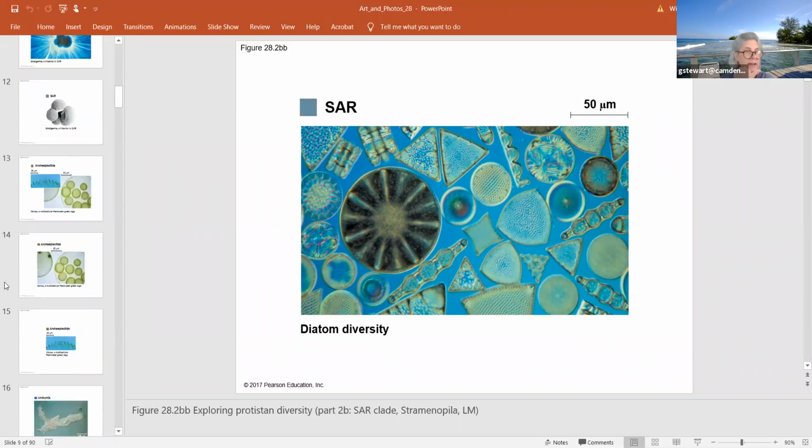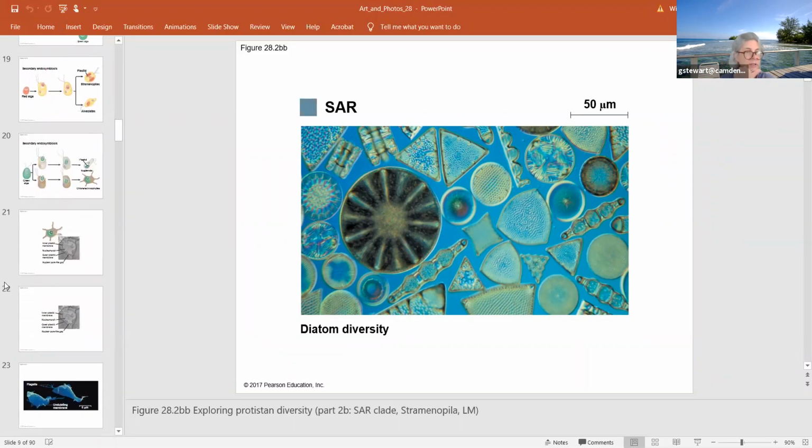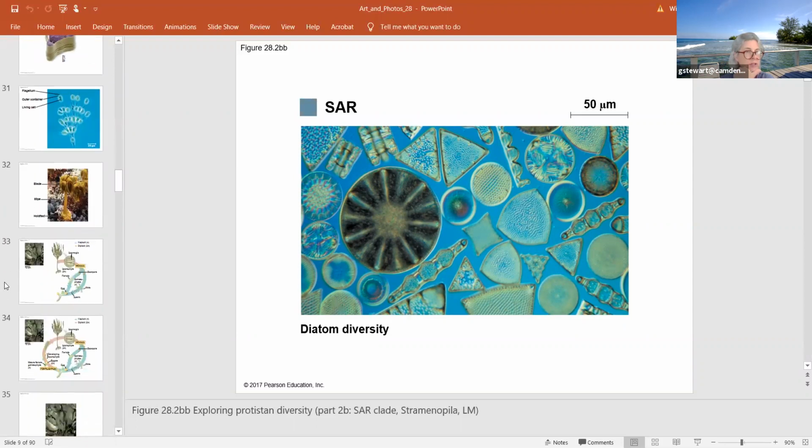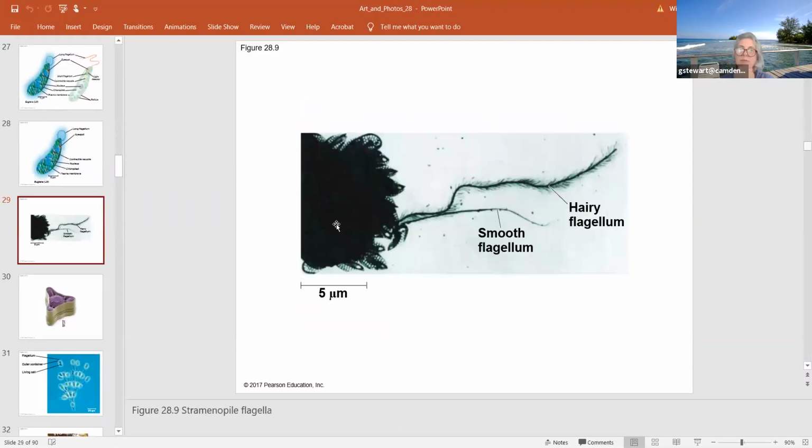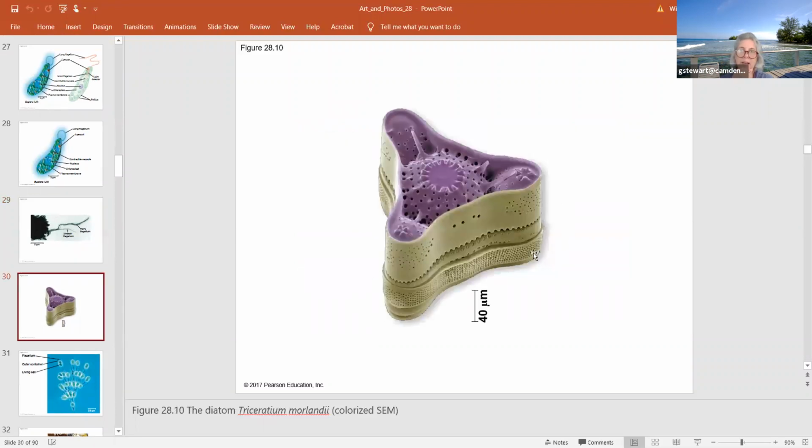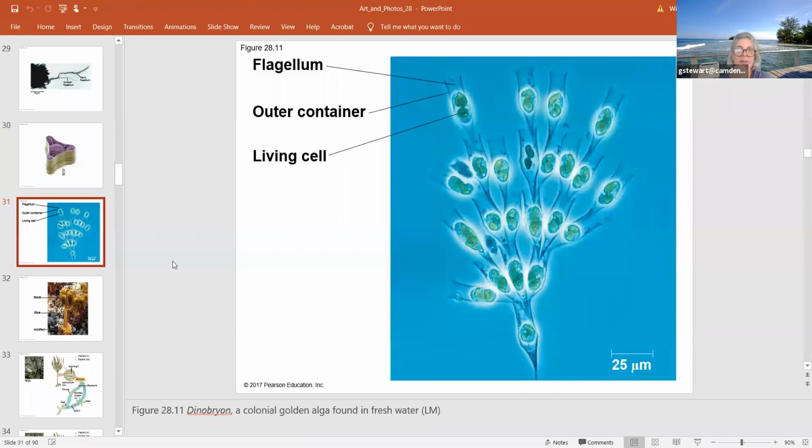The brown algae, let's see if I can find a picture of that. Oh, here's a picture of the hairy flagella. And here's a super scanning electron micrograph of a diatom. And you can see a little bit more how it's more like a shoebox or a pillbox structure. It has those two parts. Here are some golden algae. There aren't many of these. Most of them, I believe, are like this, either unicellular or multicellular, and they're microscopic.